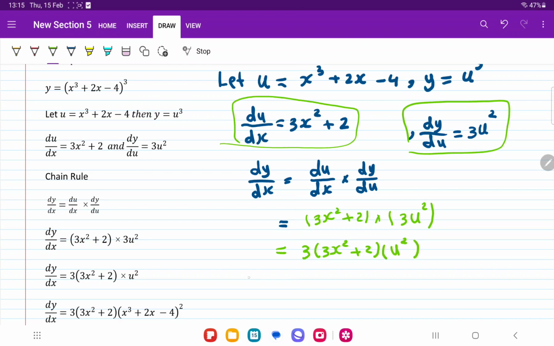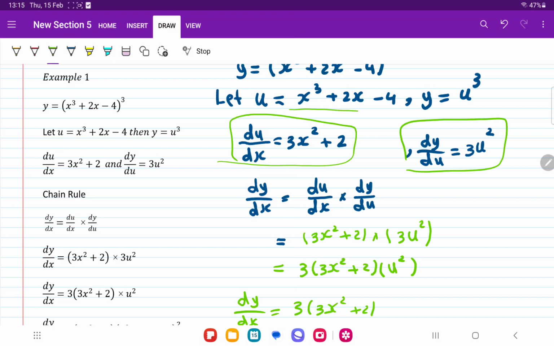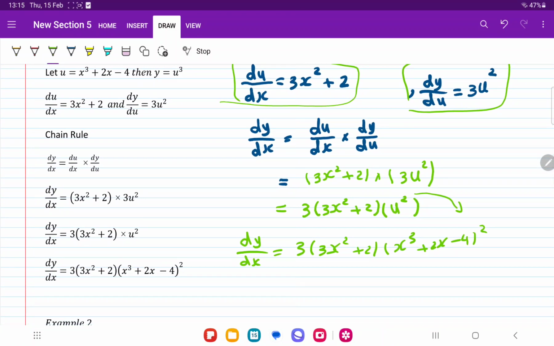And the final step is to bring the u back. Instead of u, the value of u was this, so I'm going to bring this back: x cubed plus 2x minus 4, and I'm going to bring this square back. That's your final answer. Hopefully you get the same answer here.